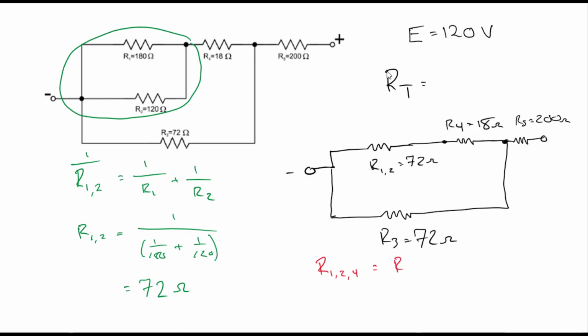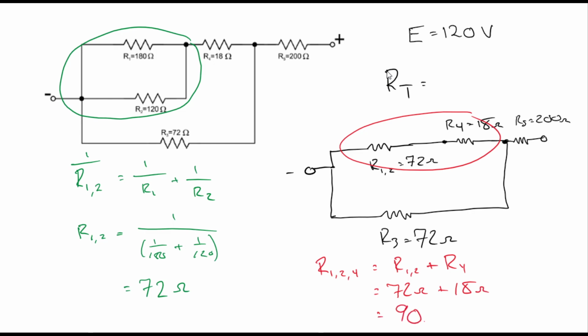That's going to be adding R1 and R2, the new equivalent of 72 ohms, and I'm going to just add it together with R4 because they're directly in series with one another. The current coming through the combination of 1 and 2 is identical to what is traveling through 4. So this is 72 ohms plus 18 ohms, and we get 90 ohms for our equivalent.